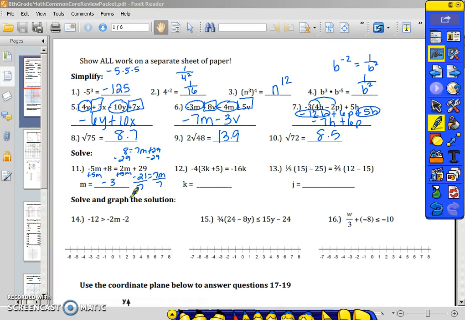Number 12, distribute. -4 times 3k is -12k. -4 times 5 is -20. Bring everything else down. Add 12k to both sides. -20 equals -4k. Divide by -4. And k is positive 5.